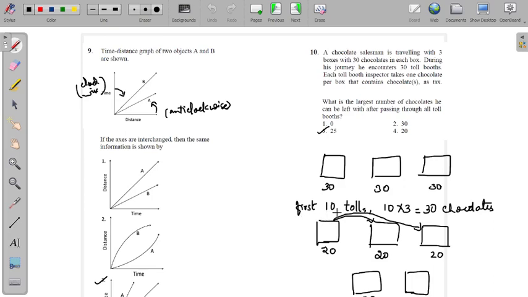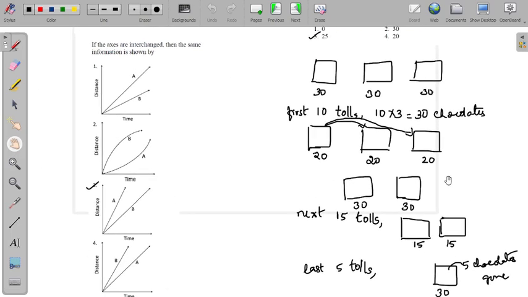After 10 toll booths, so 10 into 3, 30 chocolates will go. Now in the boxes, 20 chocolates are left in each box. So from this 20, I'll divide those 20 chocolates into 10 and 10. I'll put it in these 2 boxes, so that these boxes are filled with 30 chocolates, since the capacity is 30. Now, if he goes for the next toll booths, they have to take only from these 2 boxes. This one is empty, which will be removed.